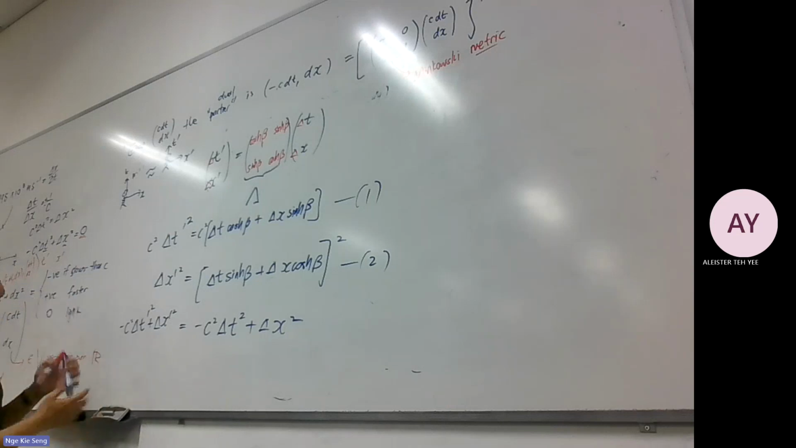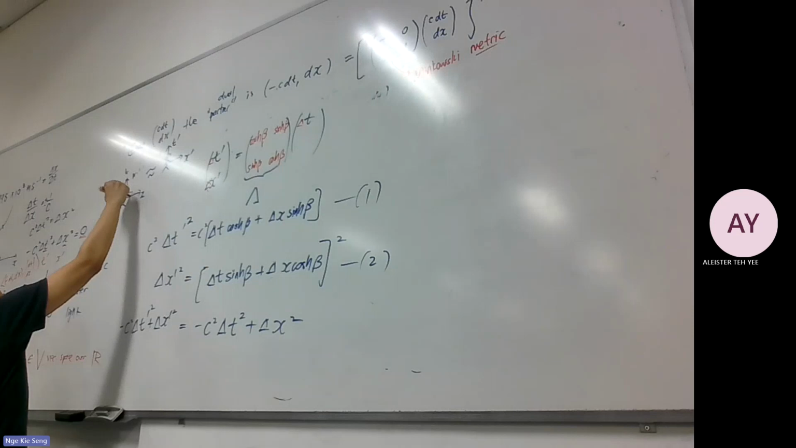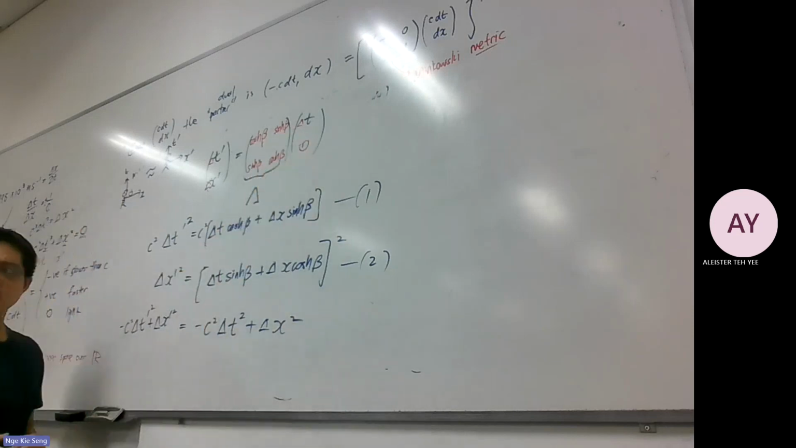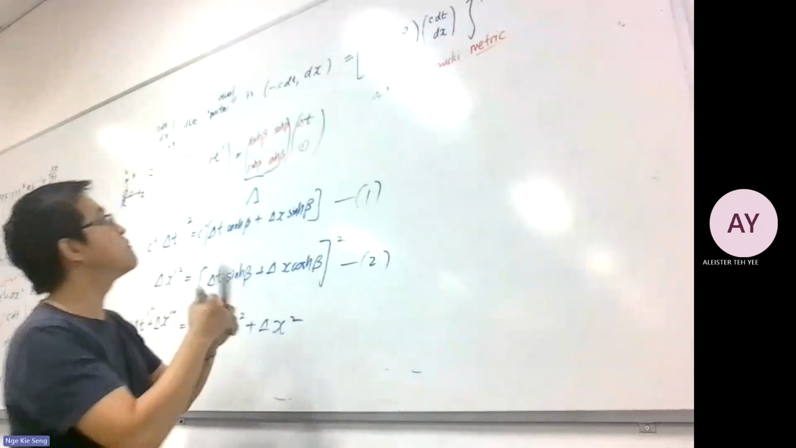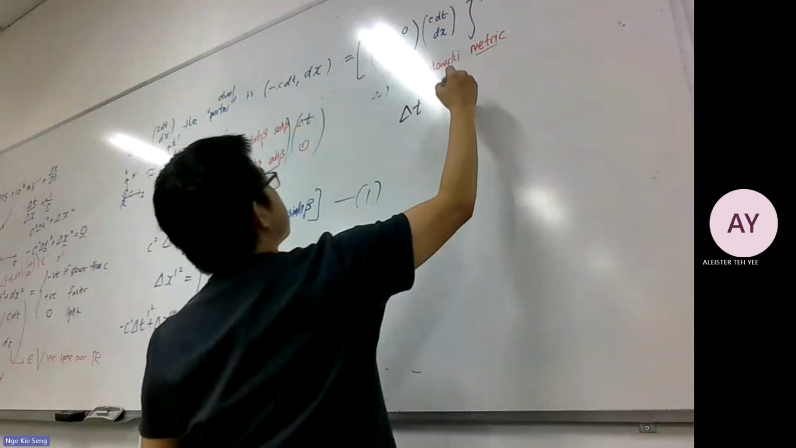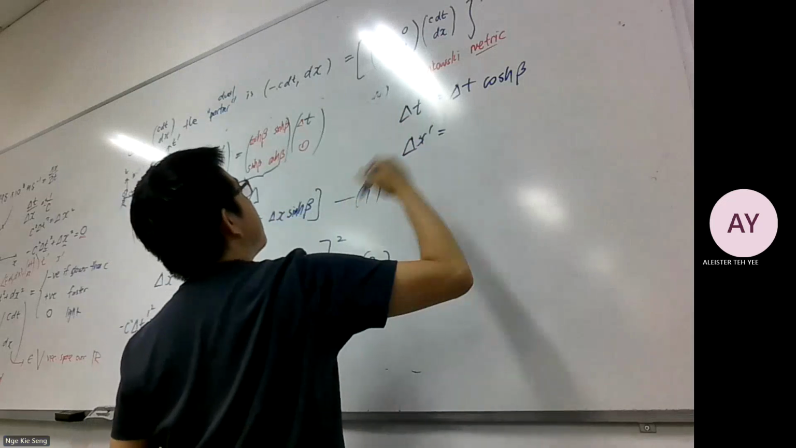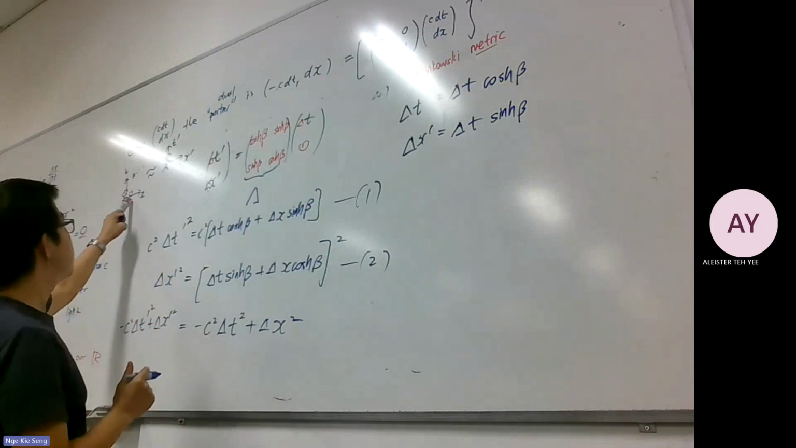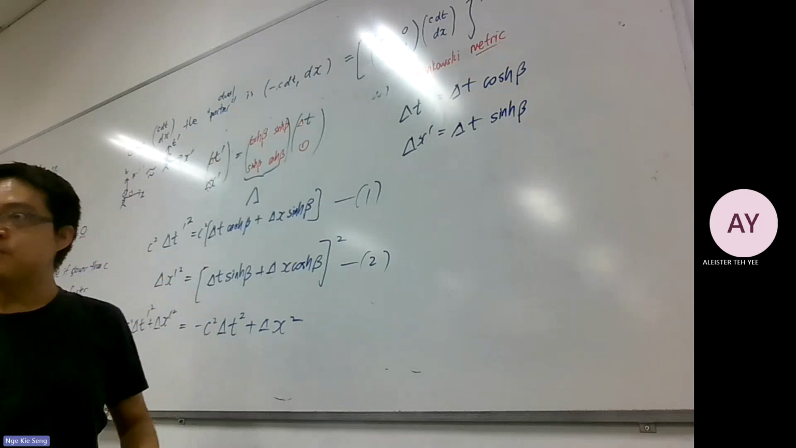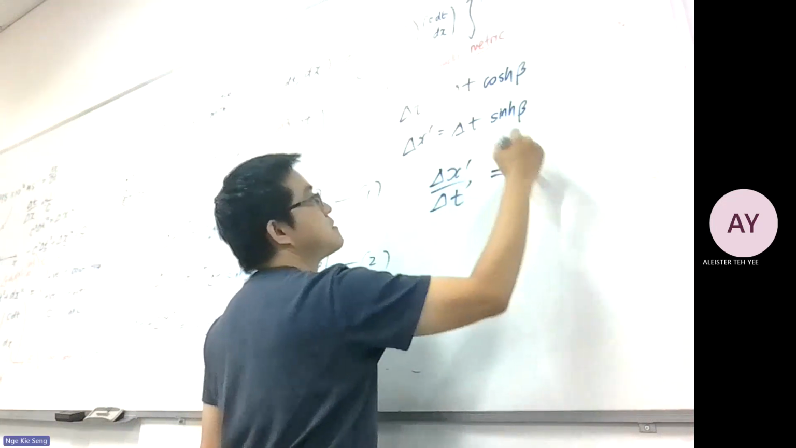Let us suppose Alice and Bob are observing something that is at rest relative to Alice. So Alice has something at rest with respect to her, so she gets zero. And then from this equation, it is non-zero for Bob. So for Bob, he will have delta t cos beta, and delta x, delta t sine beta, right? According to Bob, I draw an apple here. From Bob's coordinate system, what is the velocity of the apple? Tangent hyperbolic.